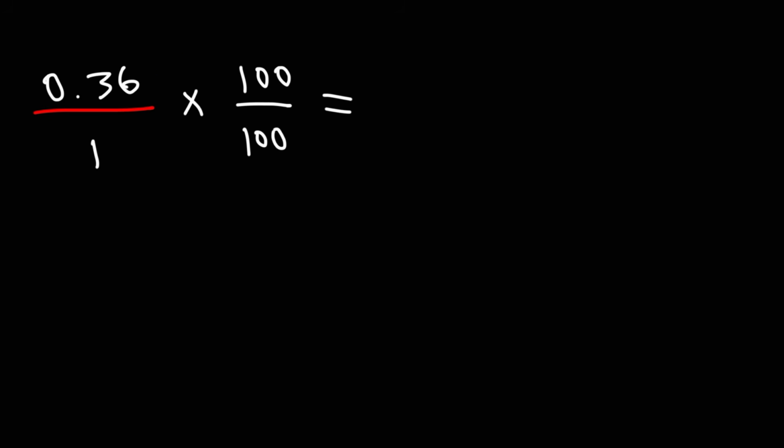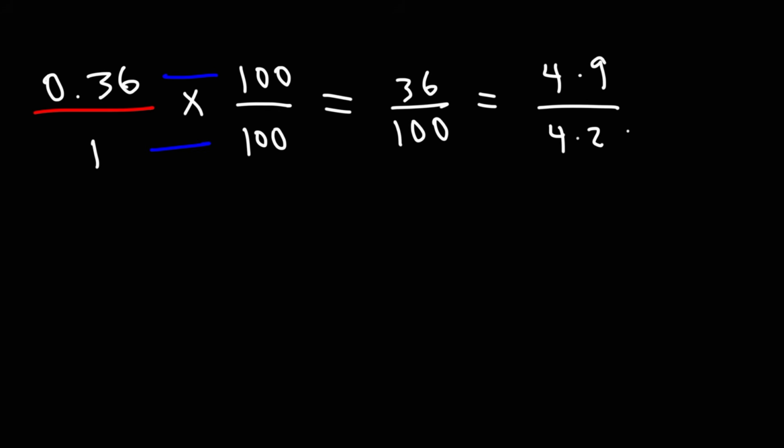Try this one, 0.36. So let's put this over 1, and let's multiply by 100 over 100. So 0.36 times 100 is 36, and then 1 times 100 is 100. And now how should we break up these numbers? Well, 36, we can write that as 4 times 9. 100, we can write that as 4 times 25. So the final answer is going to be 9 over 25.